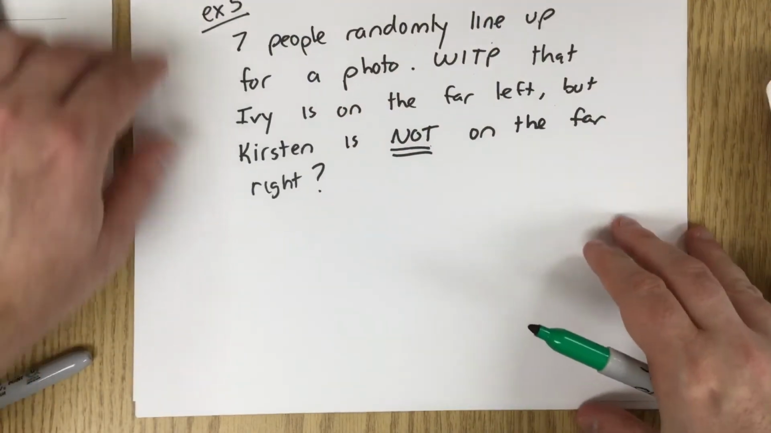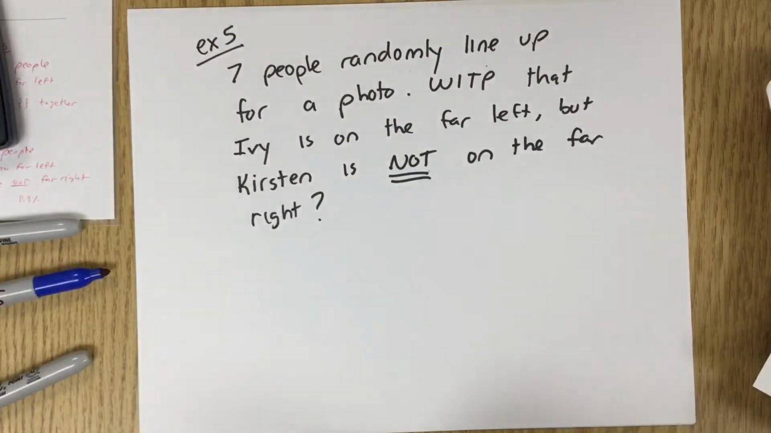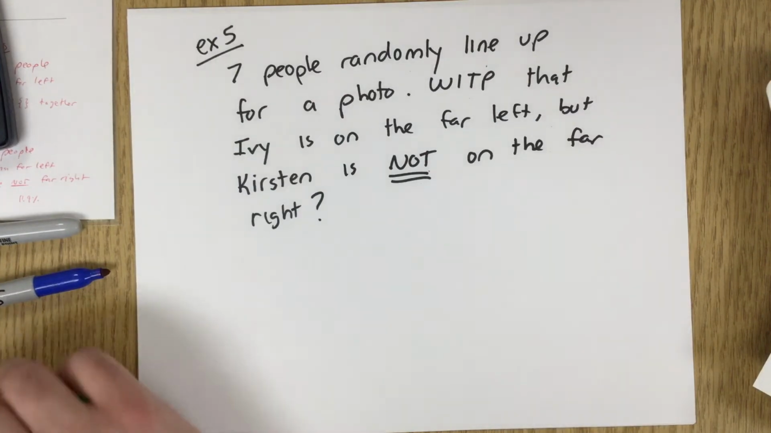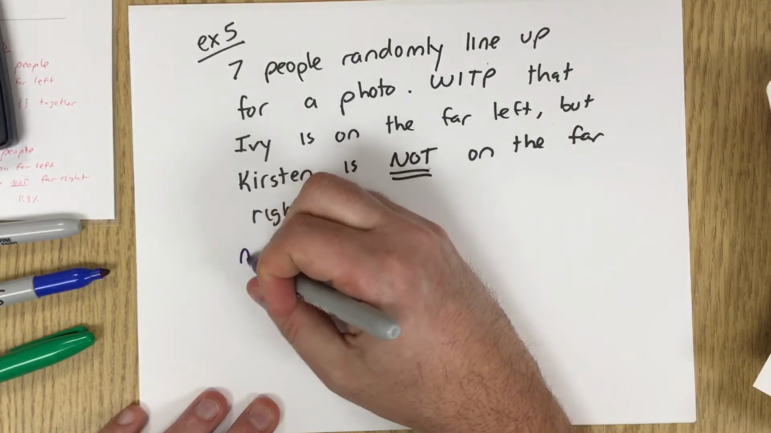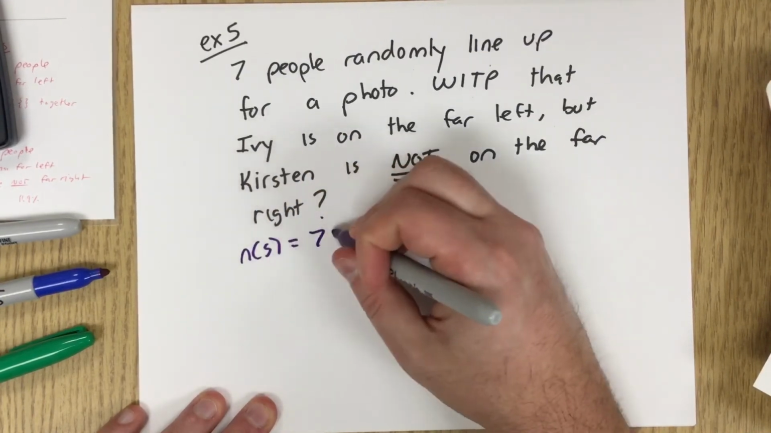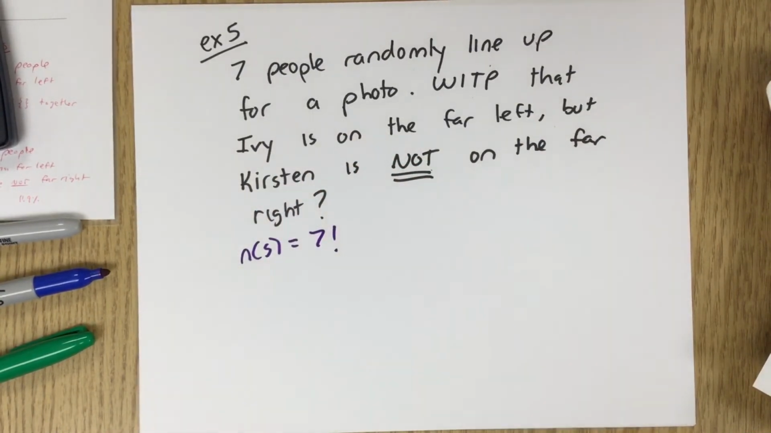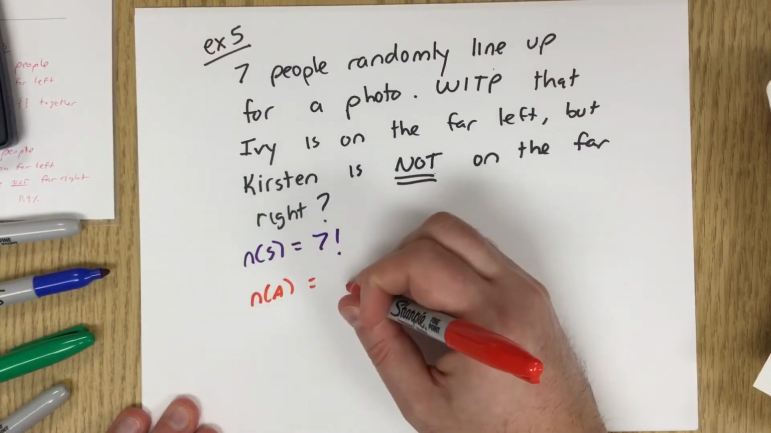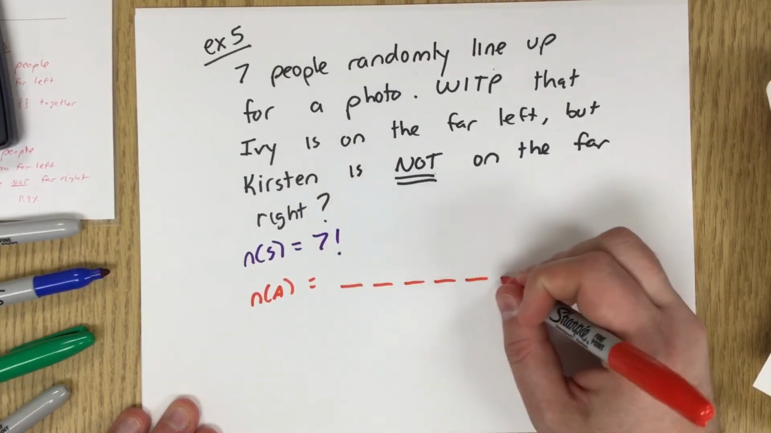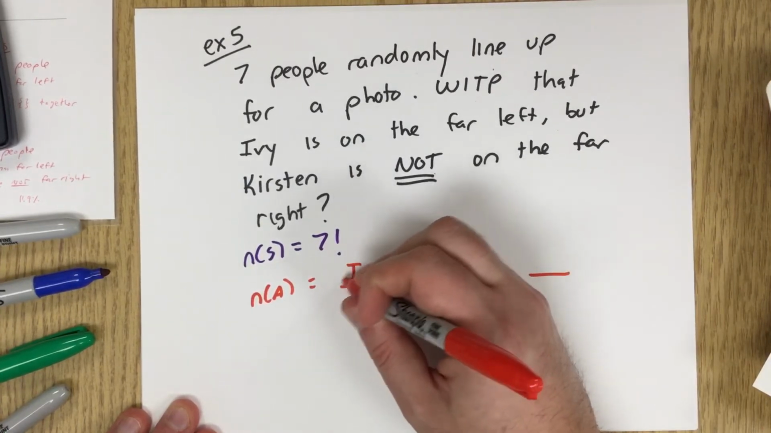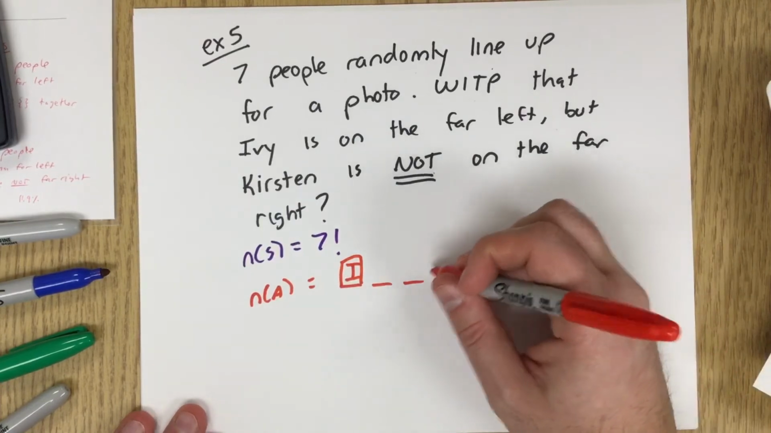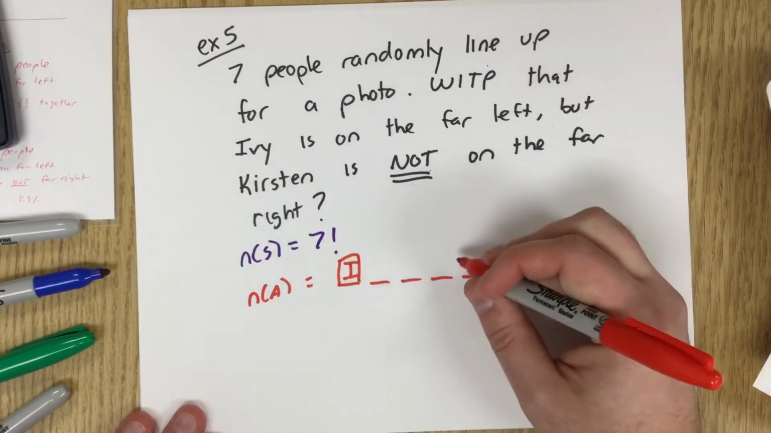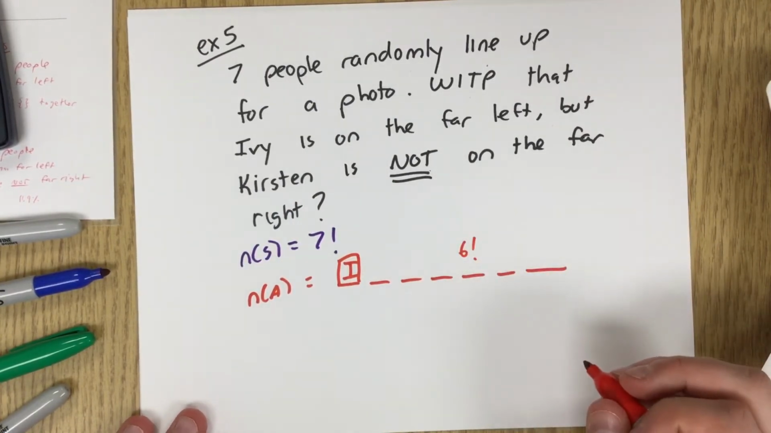Example 5. 7 people randomly line up for a photo. What's the probability that Ivy is on the far left, but Kirsten is not on the far right? Okay, so yeah, this is pretty straightforward, as is often the case. So we want 1, 2, 3, 4, 5, 6, 7. We want Ivy on the far left. And there's 6 spots, so there's 6 factorial ways of Ivy being on the far left.